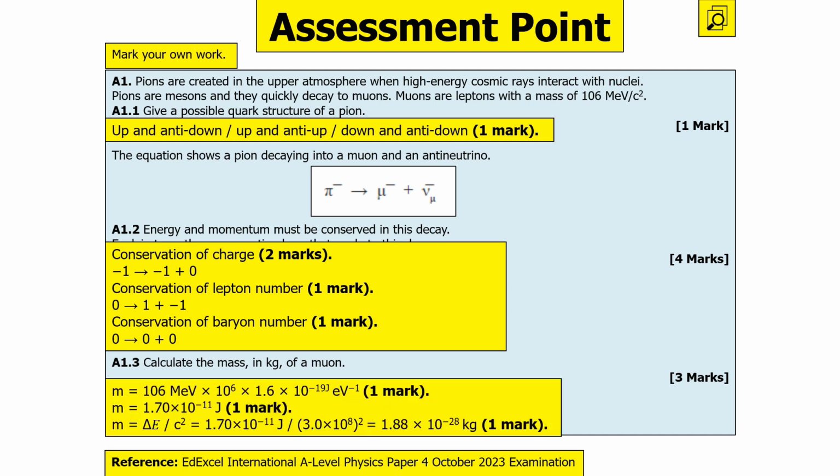And none of them are baryons, so the baryon number before is 0, and afterwards it's 0. Now, to work out the mass in kilograms, let's turn our energy into joules. So we go 106 MeV times 1.6 times 10 to the minus 19 joules. So we get our energy to be 1.70 times 10 to the minus 11 joules. We know that the mass is equal to energy over c squared. Pop in those values and we get 1.88 times 10 to the minus 28 kilograms.